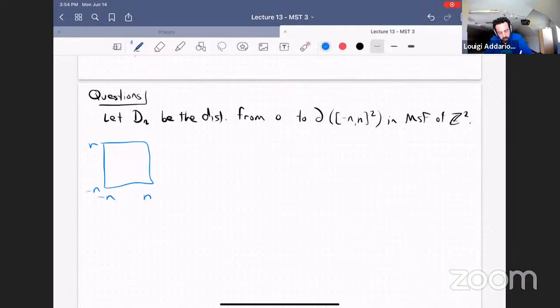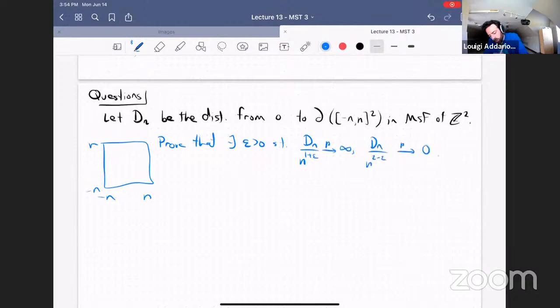So prove that there's some positive epsilon such that d_n over n to the 1 plus epsilon tends to infinity in probability, and d_n over n to the 2 minus epsilon tends to 0 in probability.